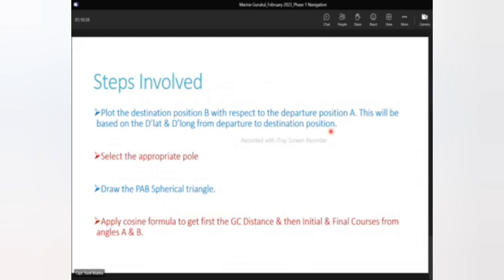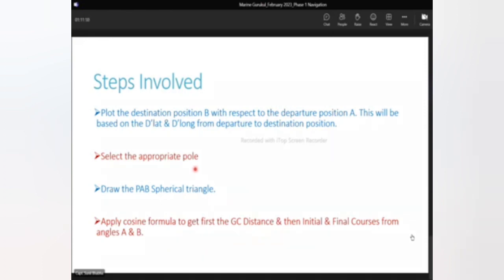Now locating the final position is very important, because if the triangle is not made in the correct orientation, the answers which you will be getting will be wrong. So the correct orientation is a must. So you please be clear about how to calculate the D lat and how to calculate the D long between any two positions. Now once B is plotted with respect to A, we have to select the appropriate pole of our triangle.